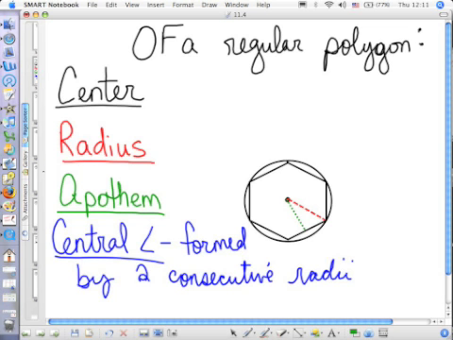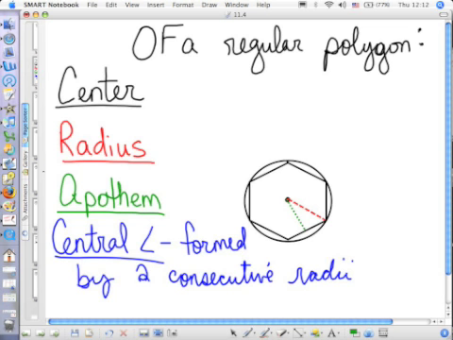But don't get caught up in all the circle terminology, because when we're drawing our pictures, we're not going to draw the circle around it. This is just to help us get acquainted with why we call it a radius, why we call it the center. Because of the circle.